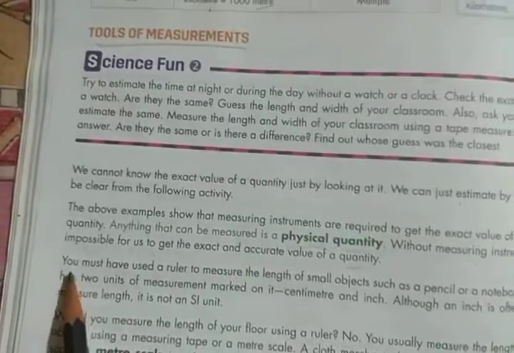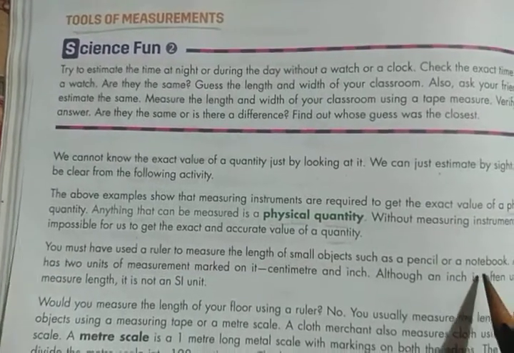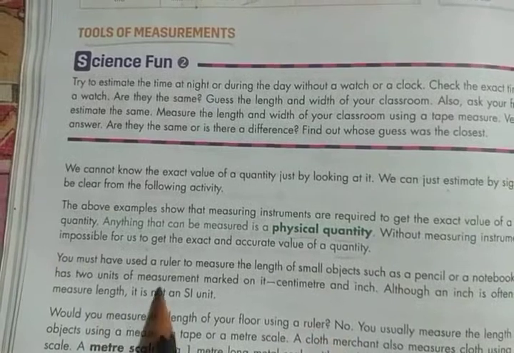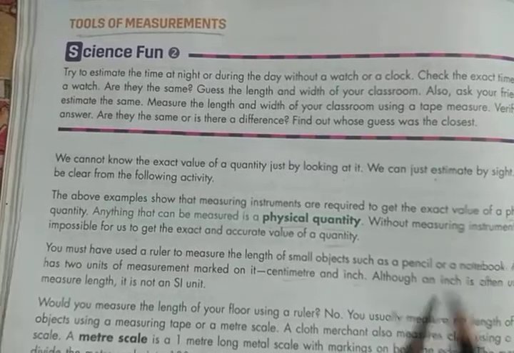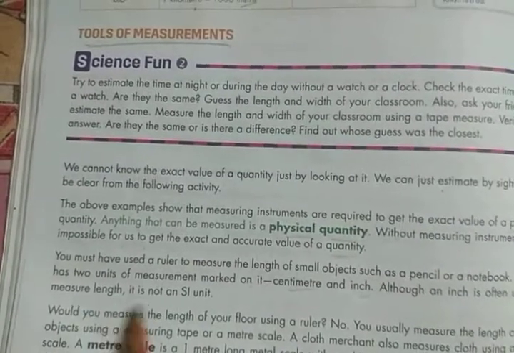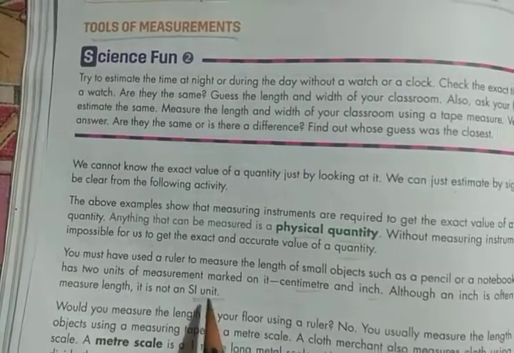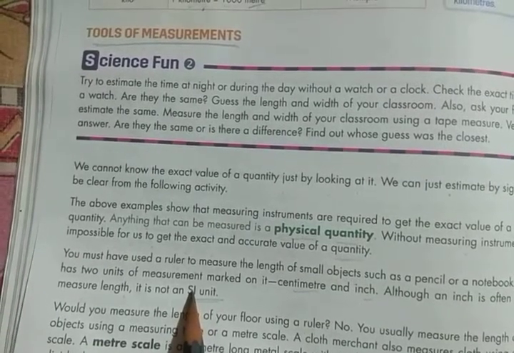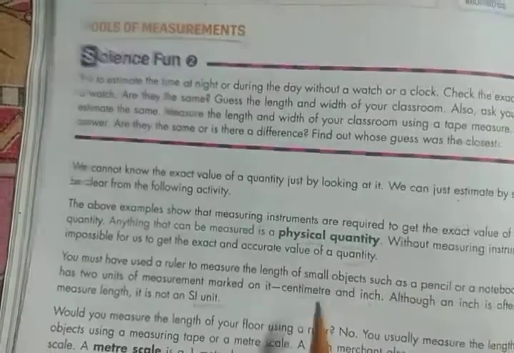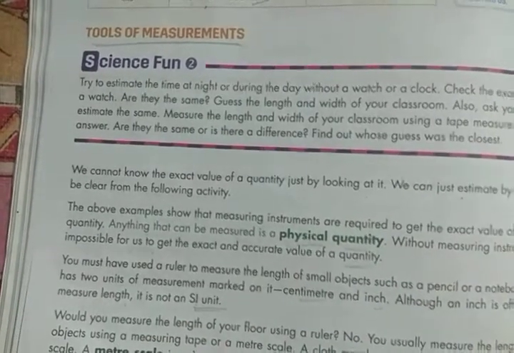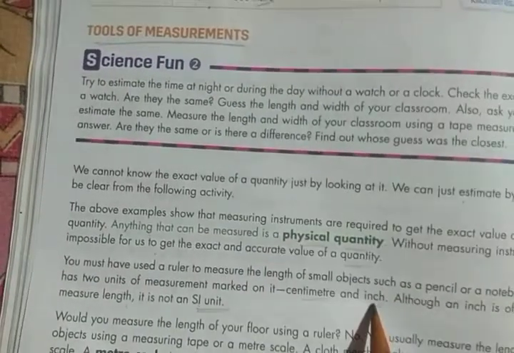Okay. You must have used a ruler to measure the length of a small object such as a pencil or notebook. A ruler has two units of measurement marked on it, centimeters and inch. Although an inch is often used to measure length, it is not an SI unit. That means it is not international system standard unit. The international unit is the meter, not centimeter, and not inch.